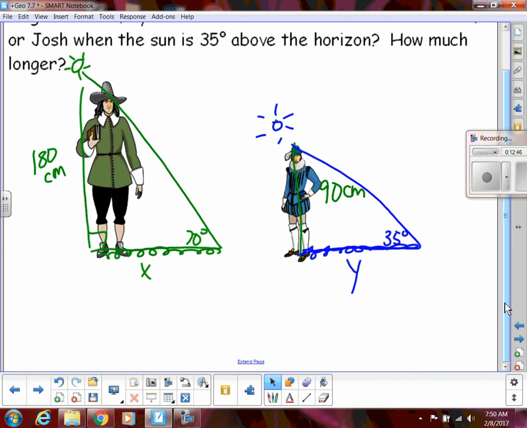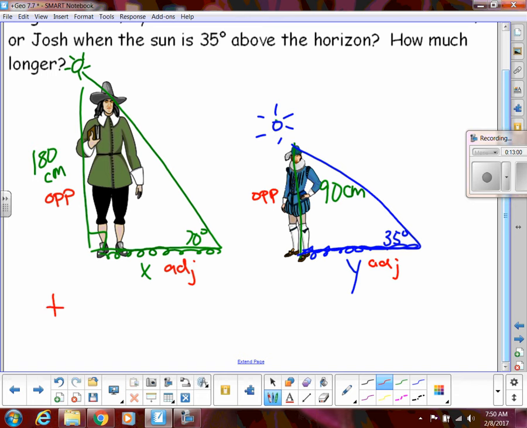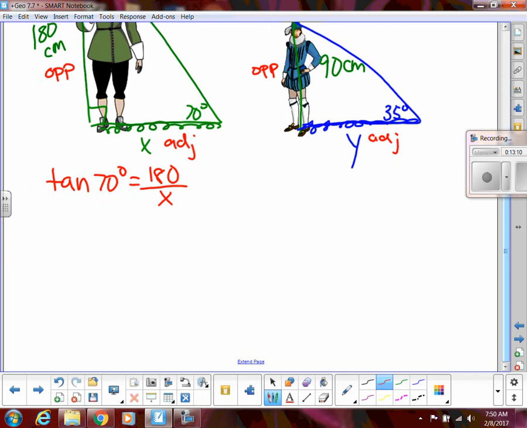Okay, so this is just our normal SOHCAHTOA setup. We're using the opposite, and we're trying to find the adjacent side in both of them. Here we know the opposite, and we're trying to find the adjacent. So again, we're using tangents. Tangent of my angle, which in this one is 70 degrees, is equal to 180 over x. So you can see that I have my degree measure. I'm going to use regular tangent in my calculator.